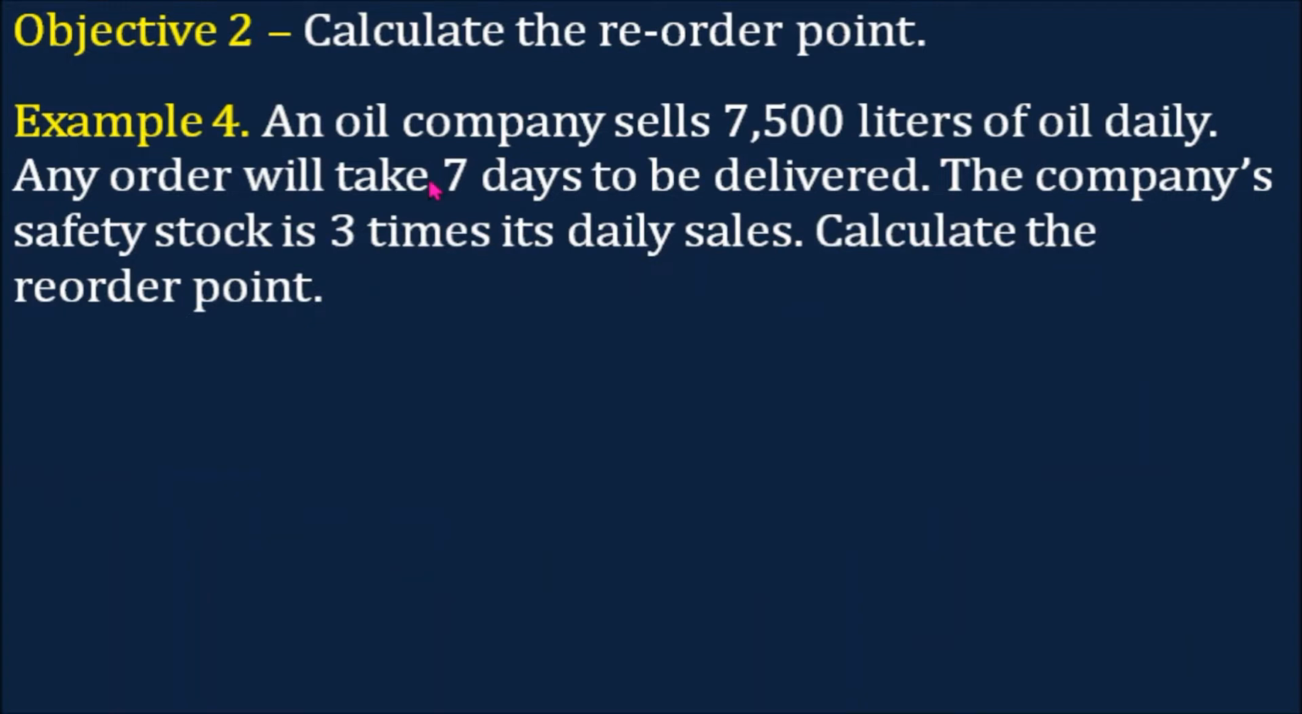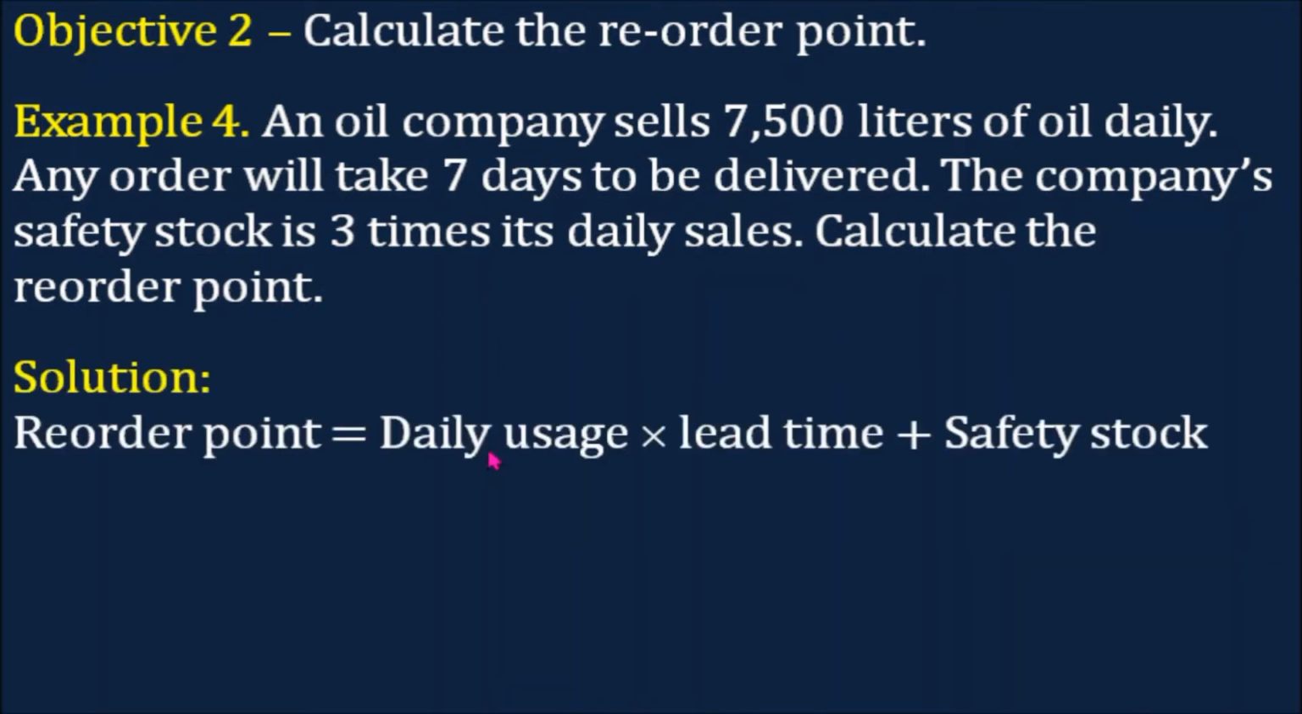Example number 4. An oil company sells 7,500 liters of oil daily. Any order will take 7 days to be delivered. The company's safety stock is 3 times its daily sales. Calculate the reorder point. Reorder point equals daily usage times lead time plus safety stock.